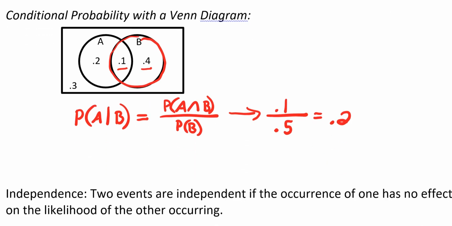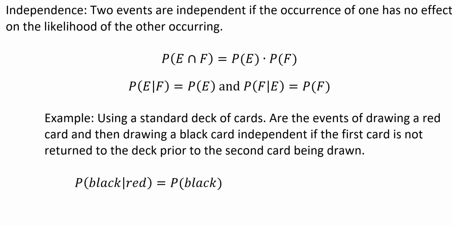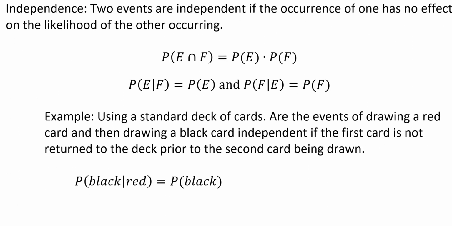I'm going to move on to independence of two events. Two events are independent if the occurrence of one has no effect on the likelihood of the other occurring. Well, let's take a look first at an example before we jump into these formulas.